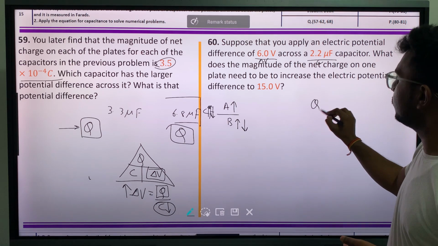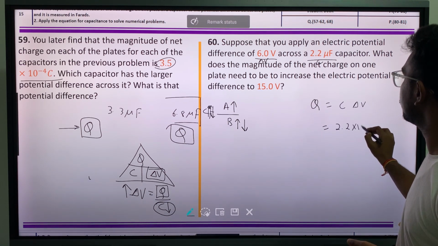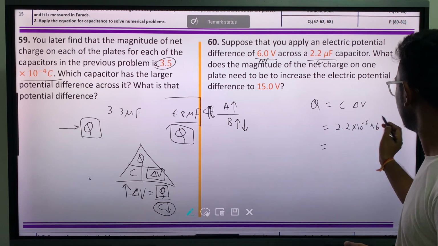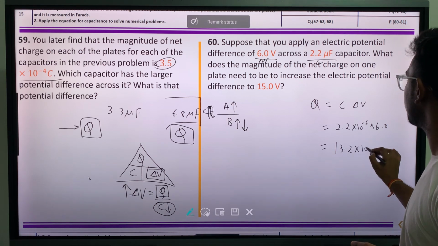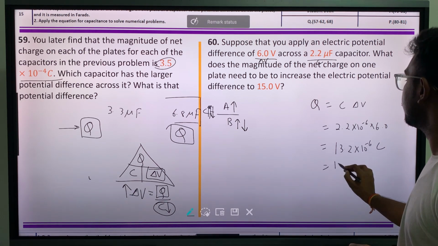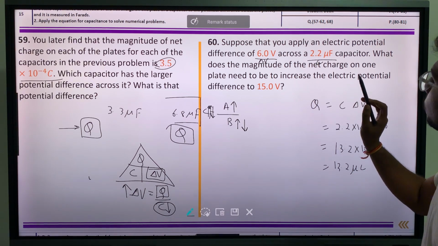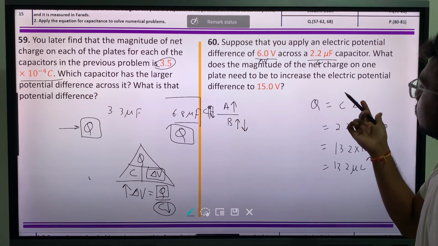The first part is easy. Q equals C times del V. C is 2.2 times 10 to the power minus 6, times 6.0, whatever the result we get. It would come out to be around 13.2 times 10 to the power minus 6 coulomb, or 13.2 microcoulomb. Both are correct.